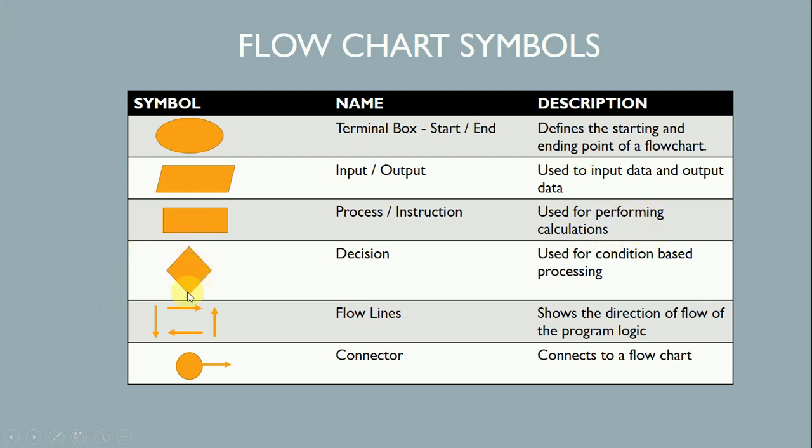Then the next symbol is a rhombus. This is a decision box and it is used for condition-based processing. So whenever we have some condition based on which we have to perform some action, we use this symbol.